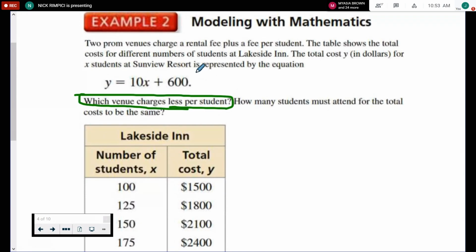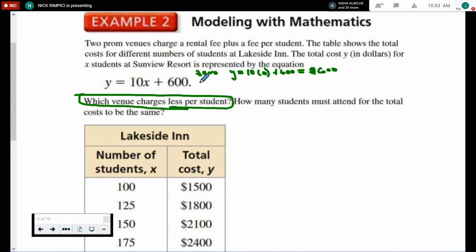So let's say nobody shows up. 0 students. No one shows up to this prom. Let's see what the fee would be. So y would equal 10 times 0, because x is 0 since no students show, plus 600. If we work this out, 10 times 0 is 0 and 0 plus 600 is 600. So the total cost if nobody showed up would be 600 bucks. That's the total cost if not a single student shows.